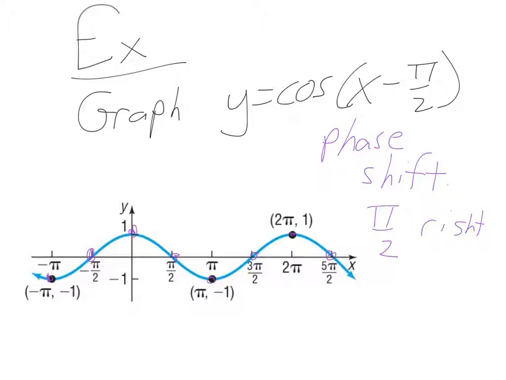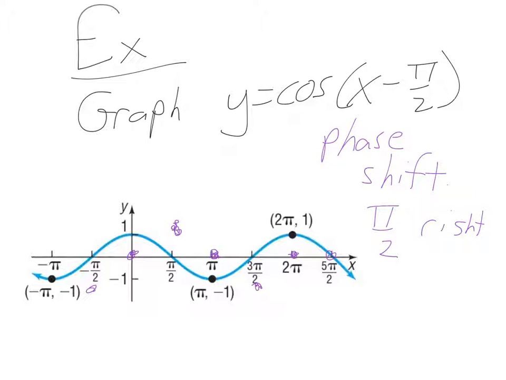So this point where it's -1 at pi would now be at pi over 2. This point where it's 0 at negative pi over 2 would now be 0 at 0. This point where it's positive 1 at 0 would now be positive 1 at pi over 2. This point where it's 0 at pi over 2 would now be 0 at pi. This point where it's -1 at pi would be -1 at 3 pi over 2. And this point at 3 pi over 2 where it's 0 would now be 0 at 2 pi.